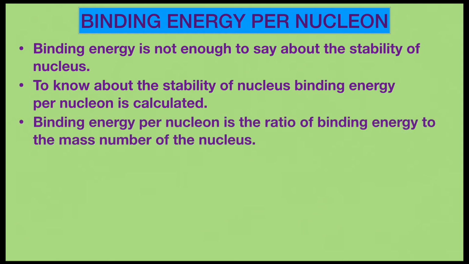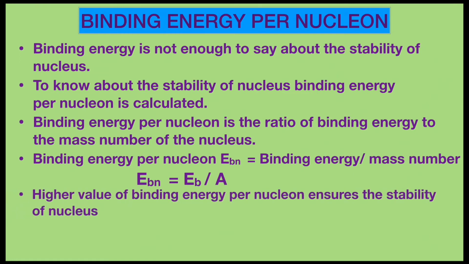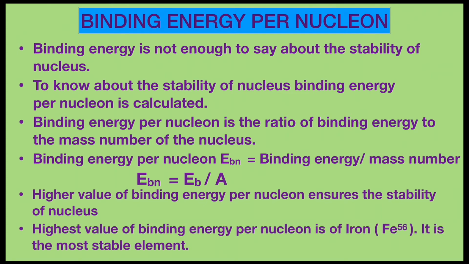Binding energy per nucleon is the ratio of binding energy to the mass number of the nucleus. So binding energy per nucleon, EBN, is equal to binding energy upon mass number. By using this formula, simply we can calculate binding energy per nucleon. So EBN is equal to EB upon A. Higher value of binding energy per nucleon ensures the stability of nucleus. So far the known highest value of binding energy per nucleon is of iron, that is Fe56. It is the most stable element present so far.